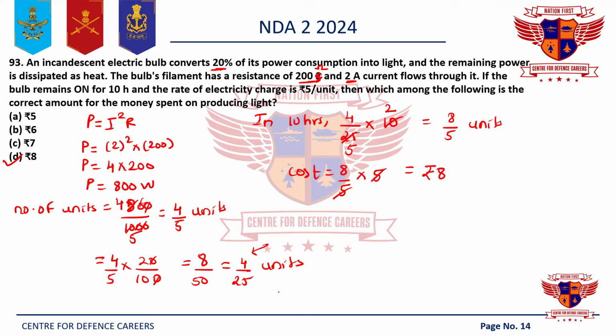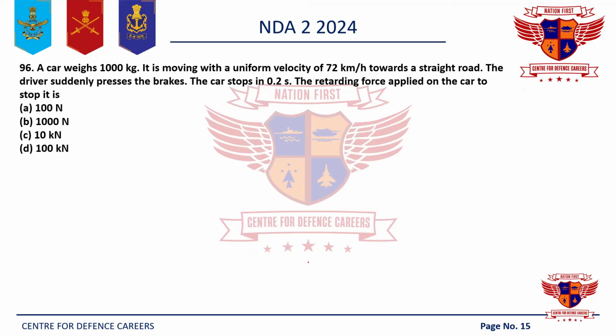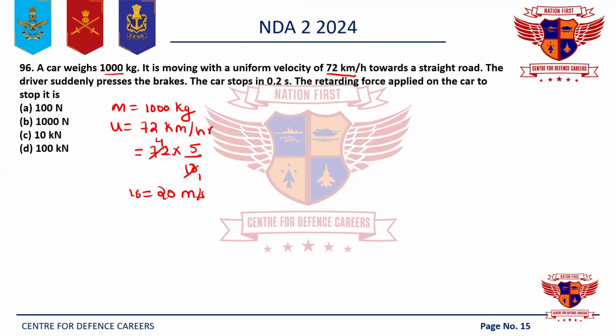Now moving on to the next question we have. 96. A car weighs 1000 kilograms. Okay, mass of car is 1000 kilograms. It is moving with a uniform velocity of 72 kilometers per hour. Okay, the initial velocity is 72 kilometers per hour. Now we have to convert this into SI units. So 72 into 5 by 18. So we get 1 times, we get 4 times. So this will be equal to 20 meter per second.